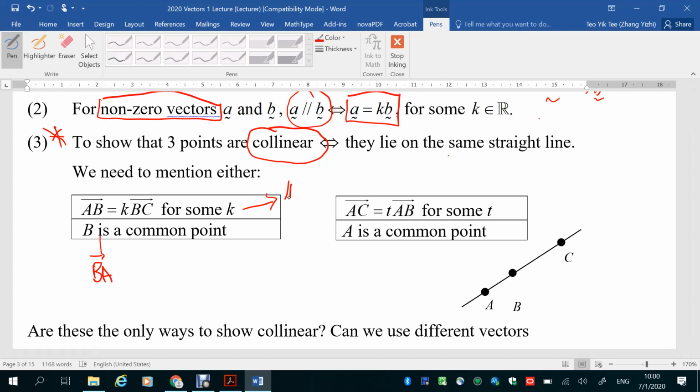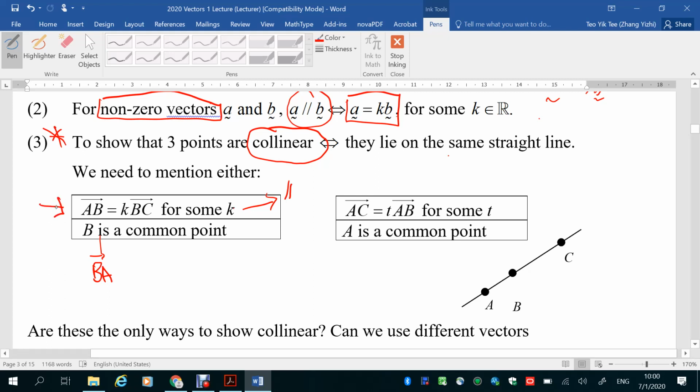If AB is parallel to BC, and at the same time B is a common point, is it conclusive that they are on the same straight line? Yeah. Okay, so many students, year in year out, just give me this. This is not conclusive.